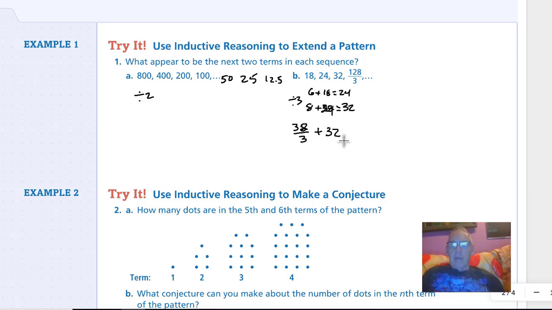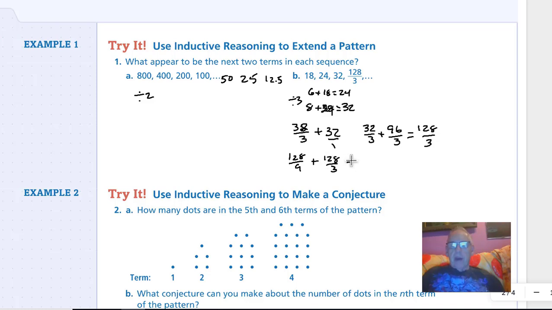We have to go for common denominators. So we have to do 32 over 3 plus 96 over 3. And when we add those together, we get 128 over 3. So 128 over 3 generates this sequence here. So I take 1/3 of 128 over 3, which is 128 over 9, and I'm going to add that to the one that came before, which is 128 over 3.